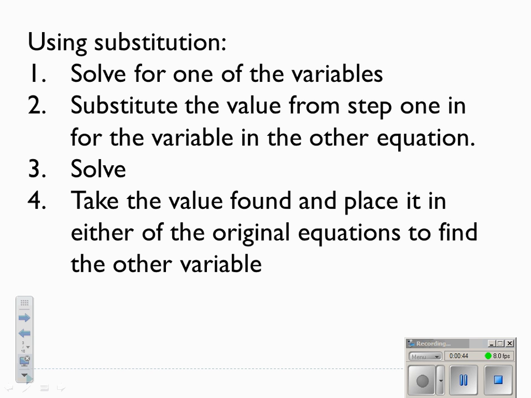Take that value that you get for that variable and sub it into the other equation everywhere you find that variable. Solve what you have. That's going to give you a numerical value for one of the variables in your system. Once you have that one numerical value, you're going to take that and put it in so that you can solve for the other variable in your system.